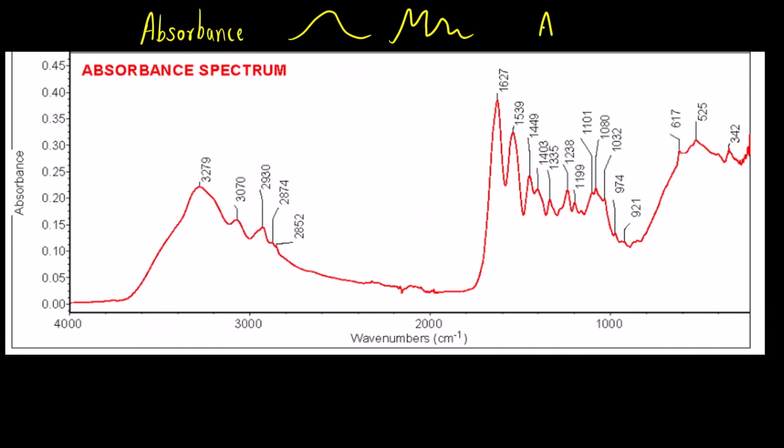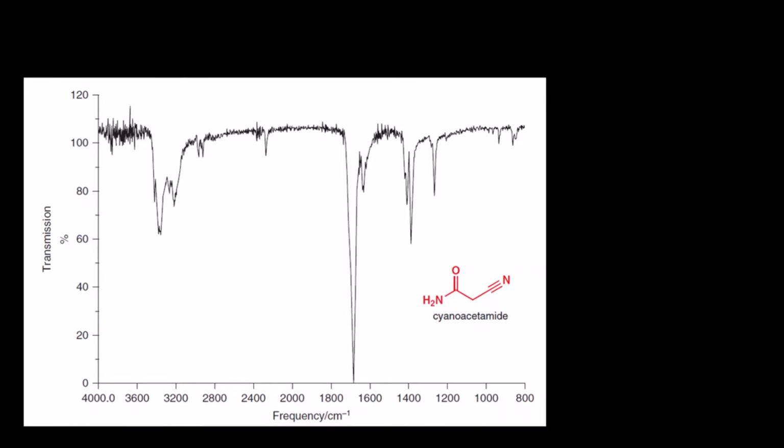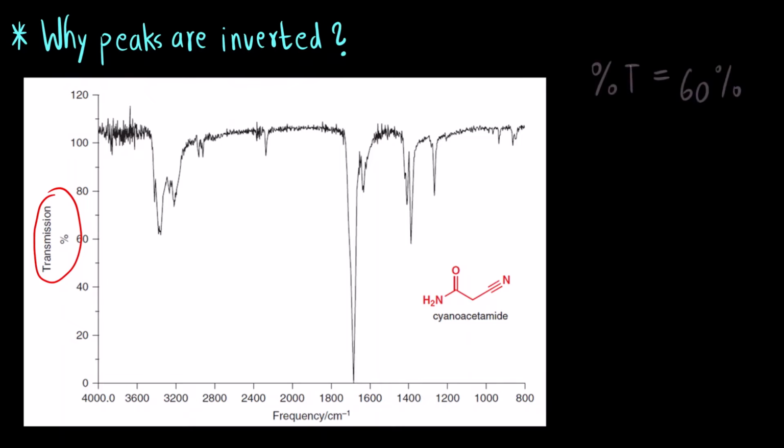Now if you see the relation between absorbance and percentage transmittance, absorbance is minus log of percentage transmittance. So what we are calculating exactly is the percentage transmittance. What is the meaning of this percentage transmittance? Suppose for this peak you can see here, this is approximately 60, that is 60 percent transmittance.